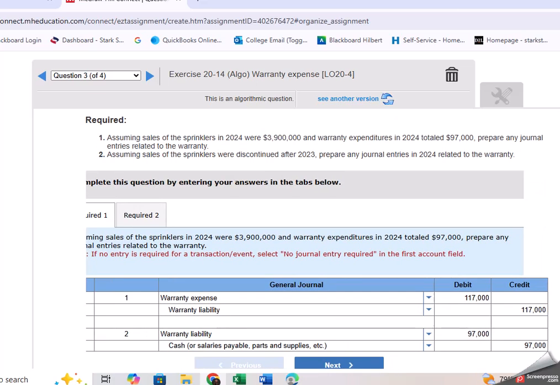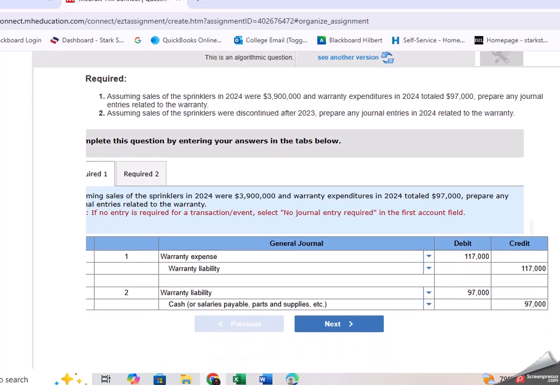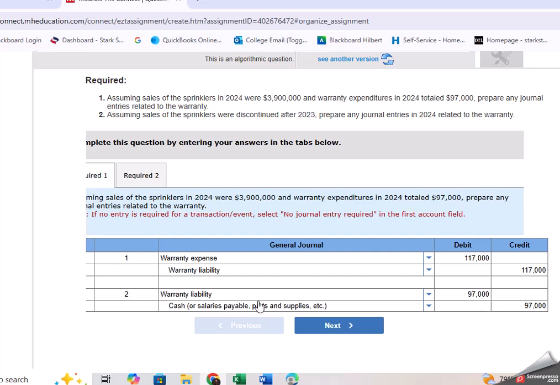So if we come over here, we're going to take our $3,900,000 in sales, multiply that by 3%, and that gives us the $117,000. So we're going to charge that to warranty expense and credit our warranty liability. And then as the products actually come in for warranty, we always take it out of the warranty liability and then credit the cash or the parts or whatever it is.